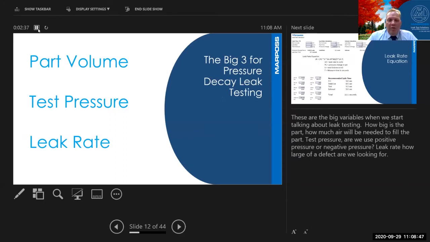Three things we really look at when we start looking at pressure decay leak testing are part volume, test pressure, and leak rate. How big of a part are we trying to fill? How small is it? Test pressure: is it high pressure? Is it low pressure? For most of the testing we do, it's referred to as low pressure testing. Less than 150 PSI is normally considered low pressure. And then leak rate. Normally we talk about leak rate in cc's per minute. Sometimes you'll see liters per minute, but normally when we're talking about pressure decay leak testing, you'll see things like pressure drop or cc's per minute as far as the leak rate goes.